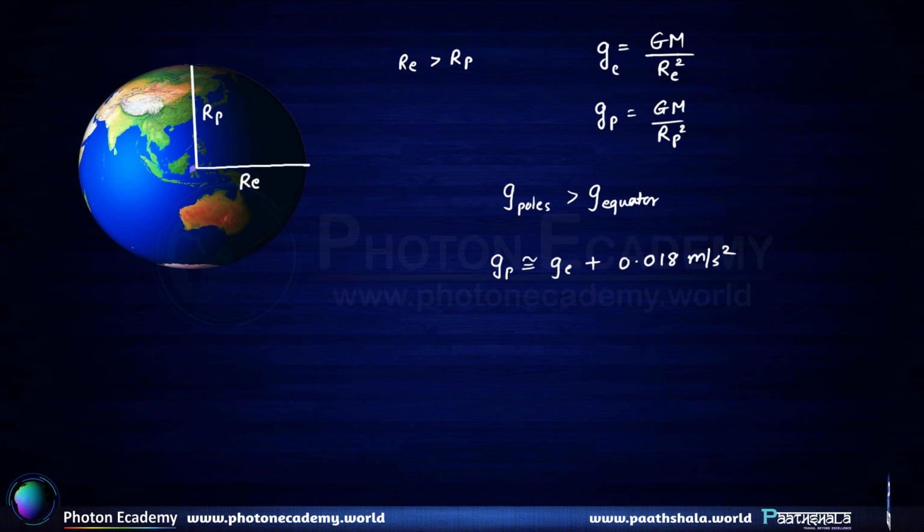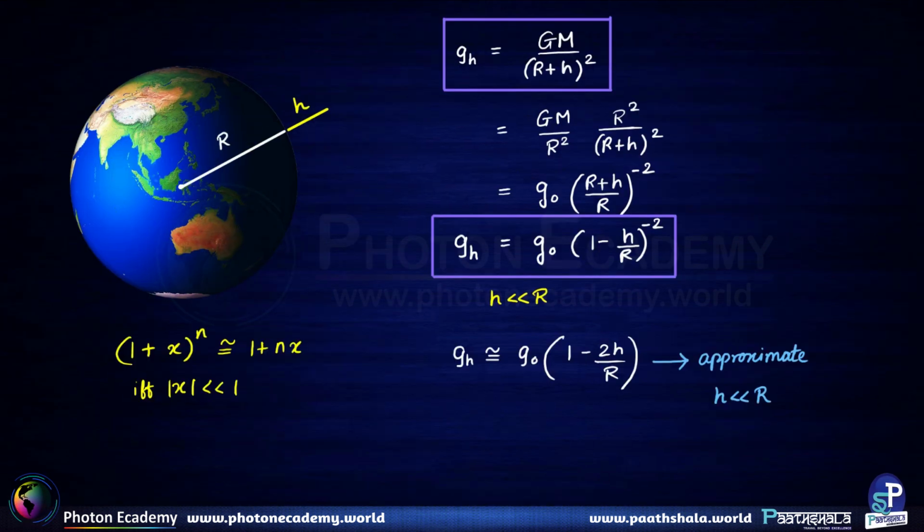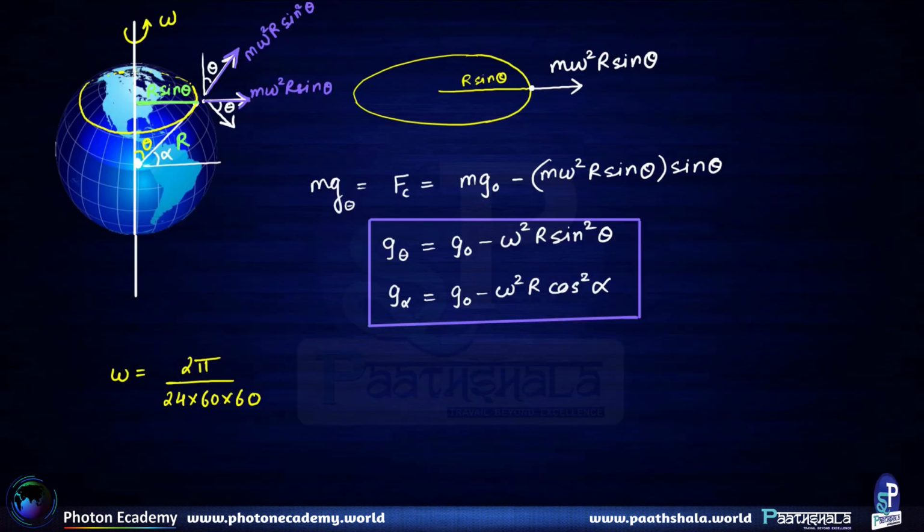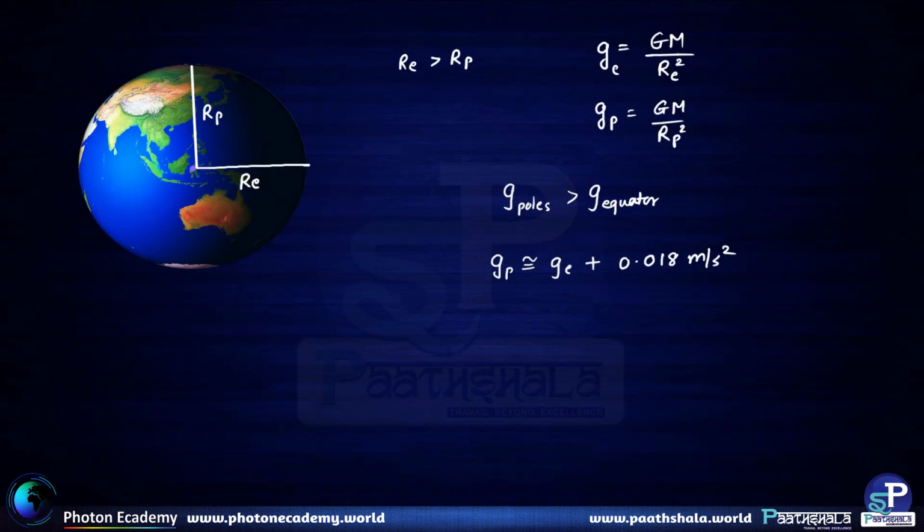So we have seen the variation of acceleration due to gravity because of height, because of depth, because of rotation of earth, and because of bulging of earth. So this is why acceleration due to gravity varies on, in, and around the surface of the earth.